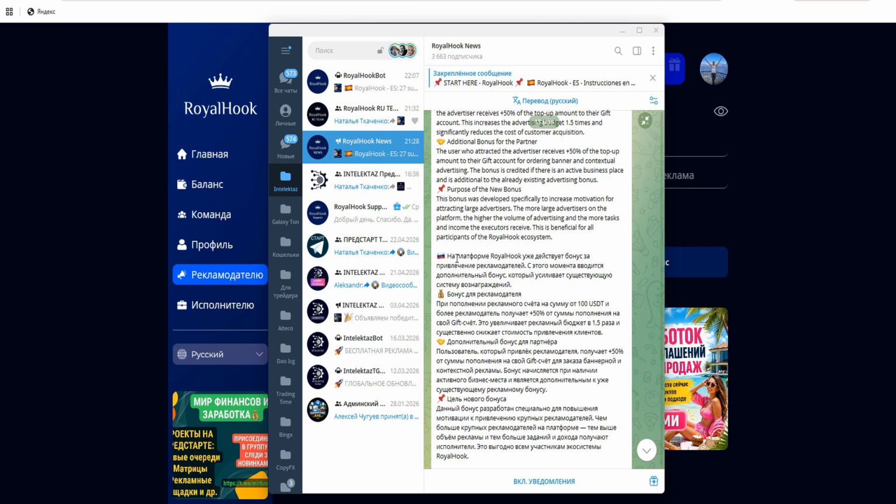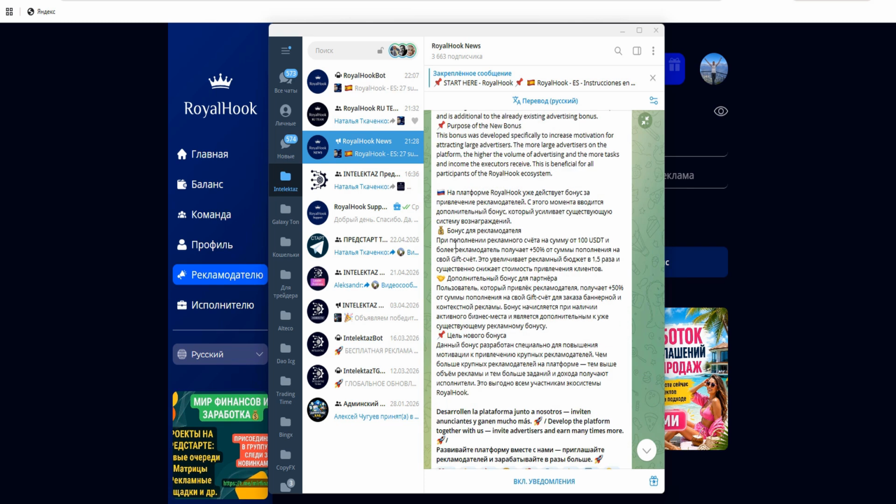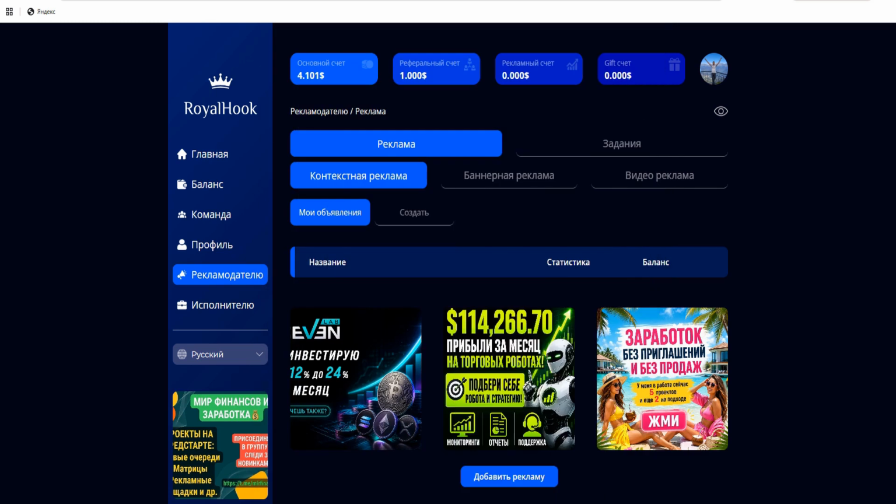So, if you top up your advertising account with $100 or more, the advertiser receives a 50% bonus of the deposit amount to their gift account. What does this mean? For example, if you top up your advertising account with $100, you will receive $50 to your gift account. In other words, you get a 50% bonus for advertising. You can spend them on contextual and banner advertising.